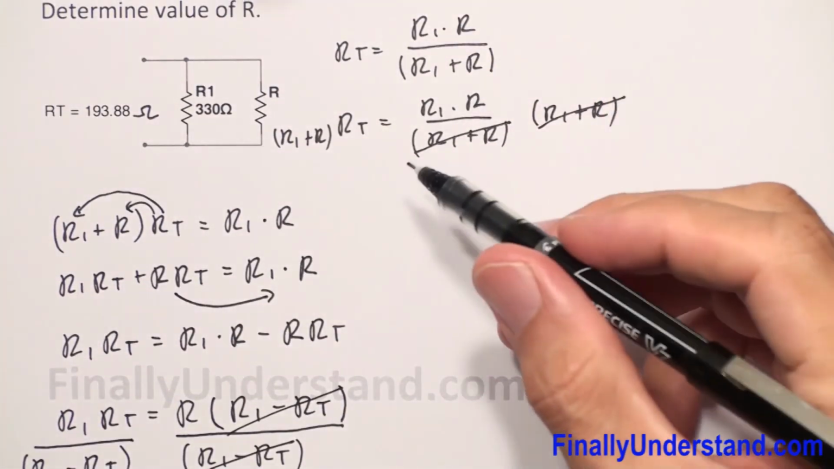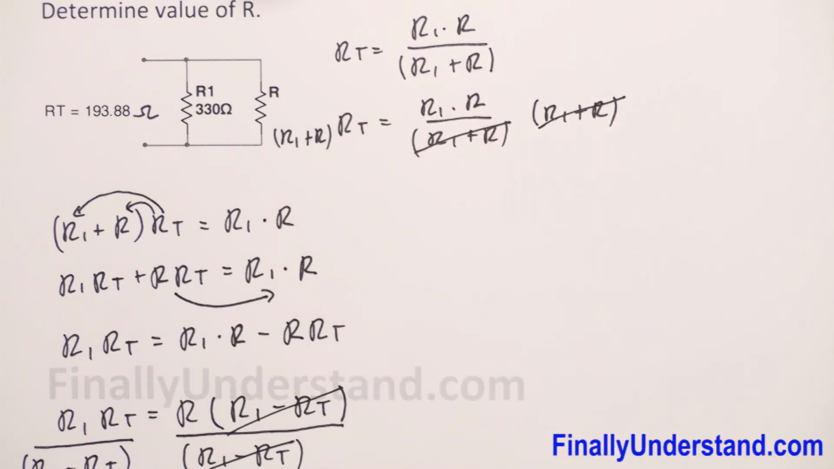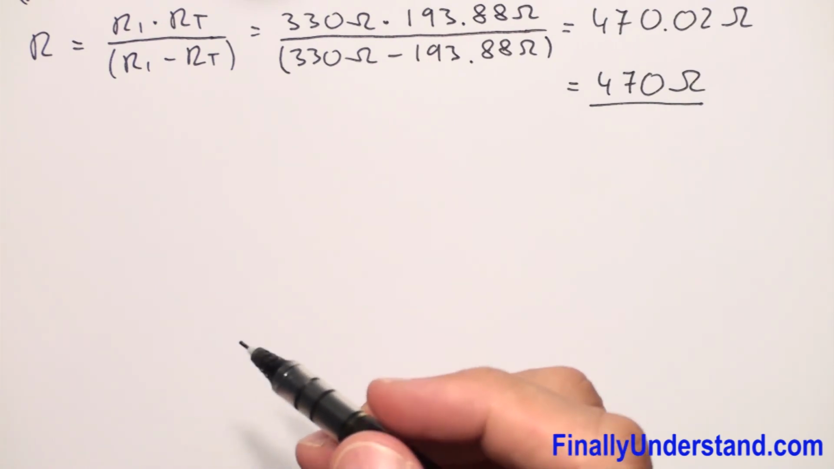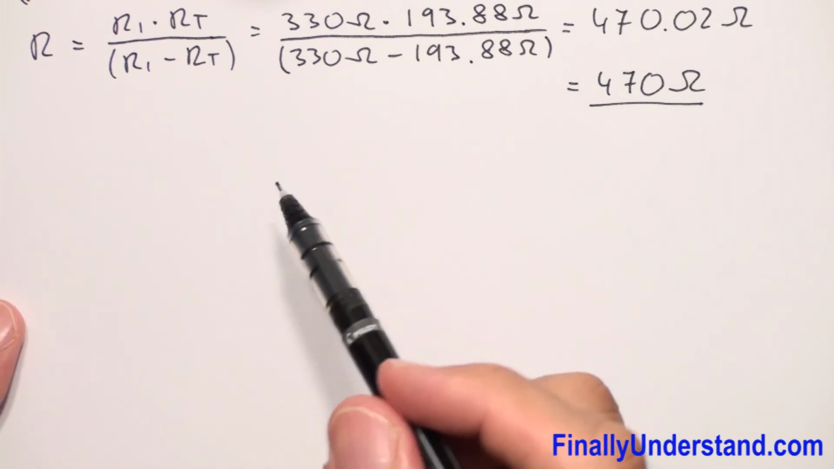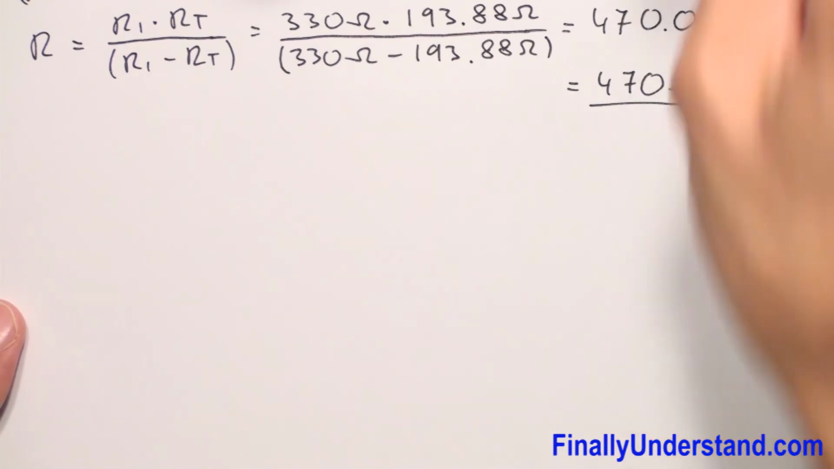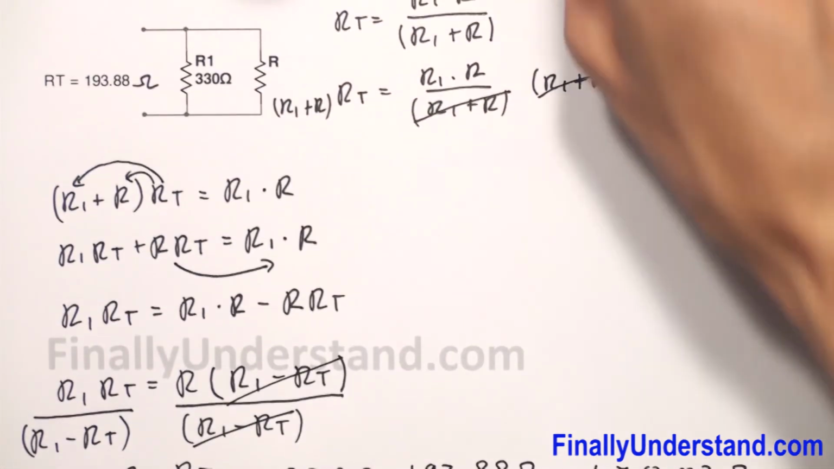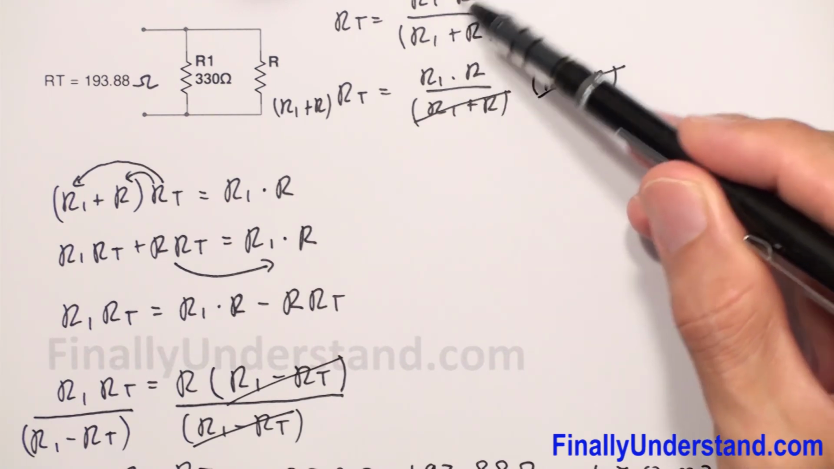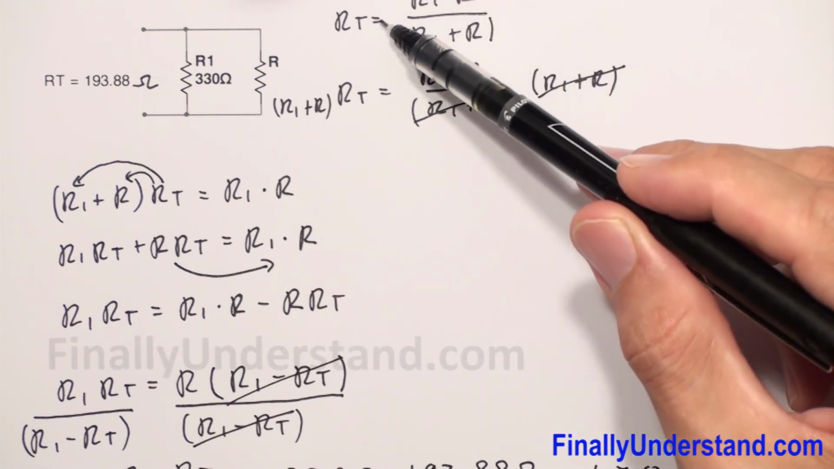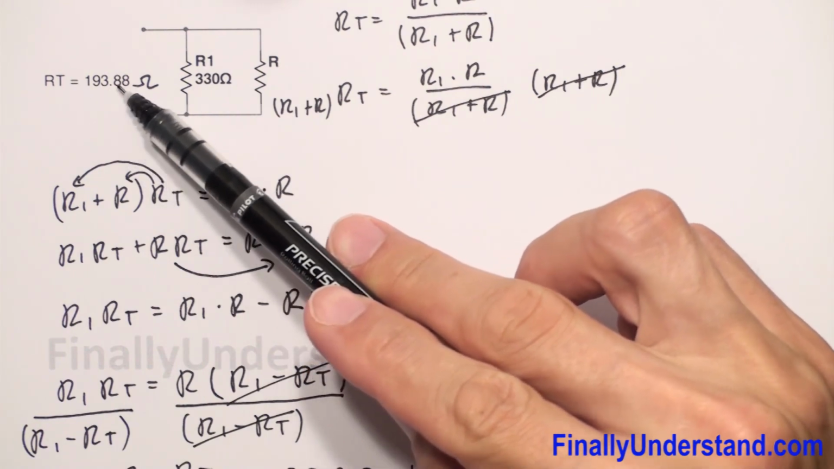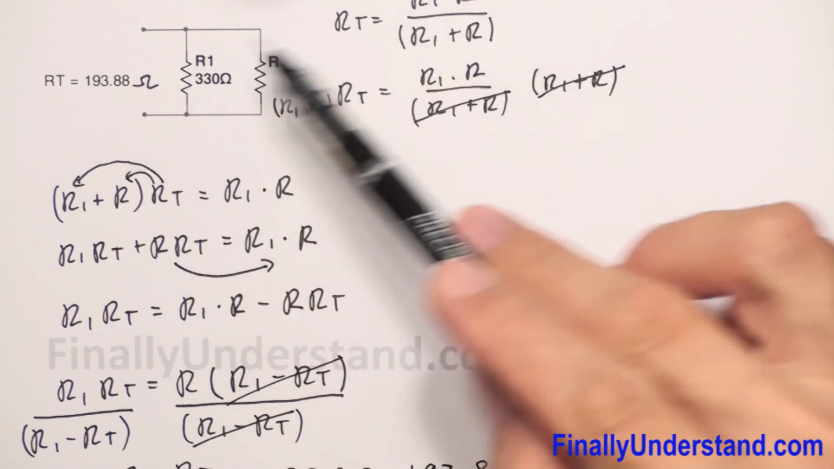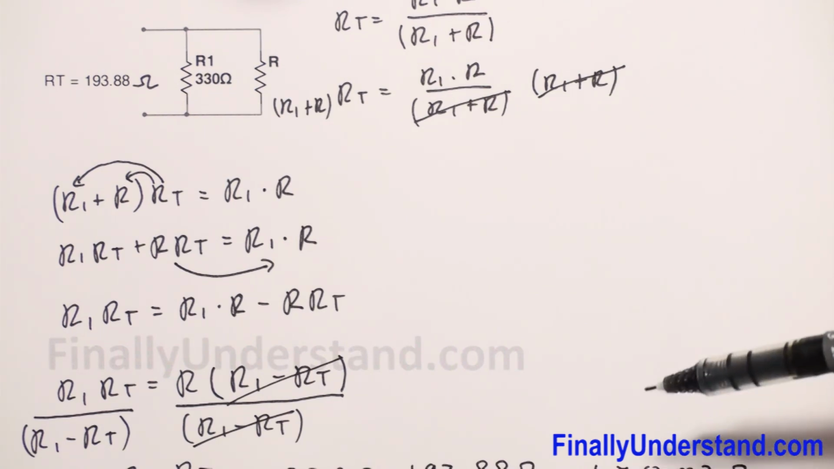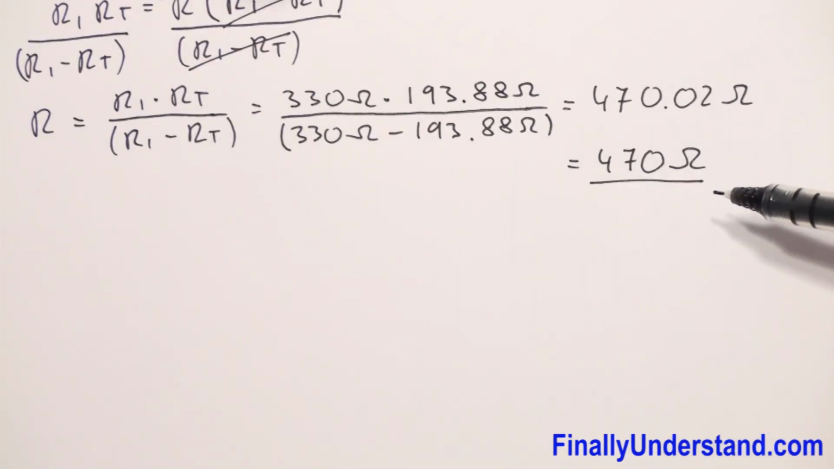Okay, this is the value of this resistor, and if you want to prove it, you can always use the product over the sum formula and check R total. You can simply plug in the values of R1 and R into this formula and check if it gives you this value. If this formula gives you this value, it means that your calculations are correct. But at this moment, this is my solution.